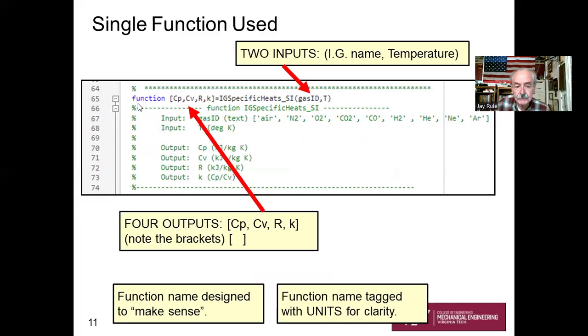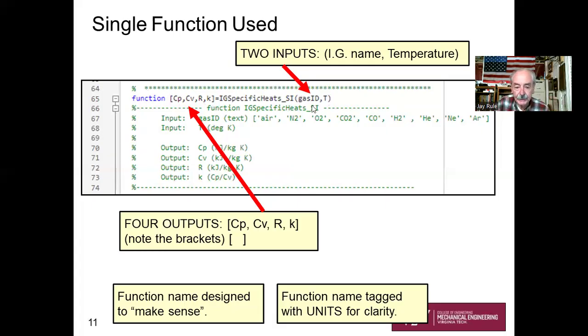Notice here on this function, the output, there are 4 outputs and they're in brackets. I've just learned this recently, learning how to use MATLAB. I've been at this now for about 3 weeks. So I've learned that a function can have multiple outputs, in this case, 4 of them. They are CP, CV, R, and K in brackets. So the 4 variables are coming out.